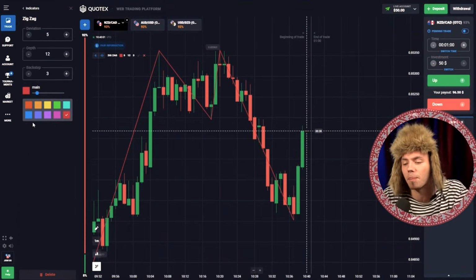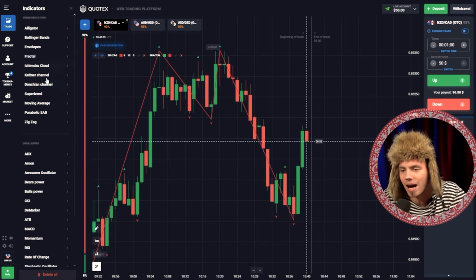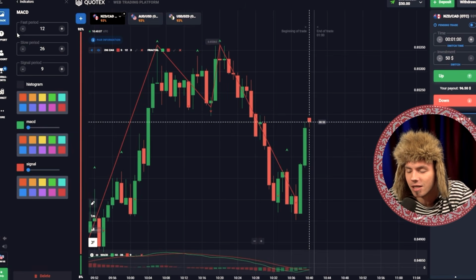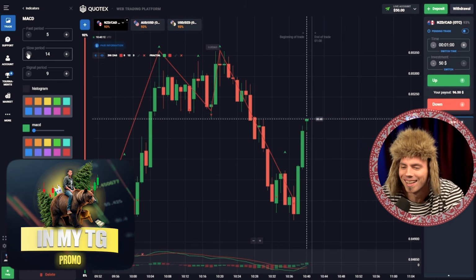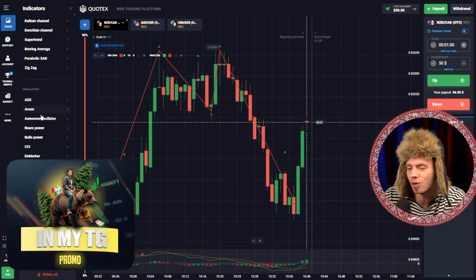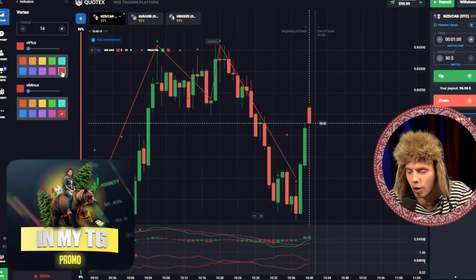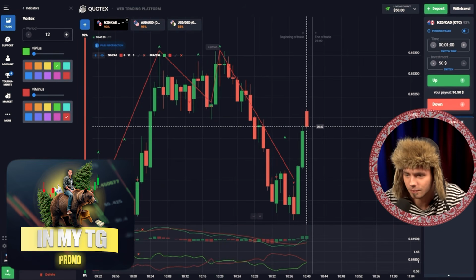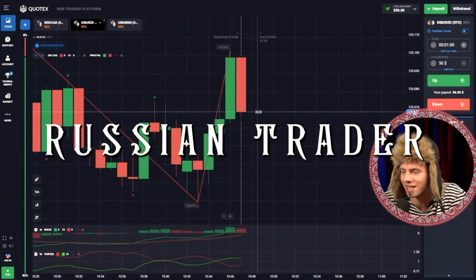First of all, let's set up our workspace. Here we are choosing the zigzag indicator, fractals, and MACD. Let's set the periods as well, so it's pretty cool at the moment. And what else, the vortex, of course. Trading pair here.